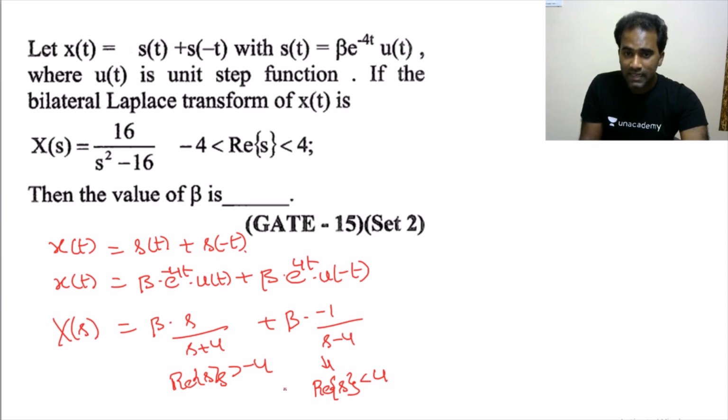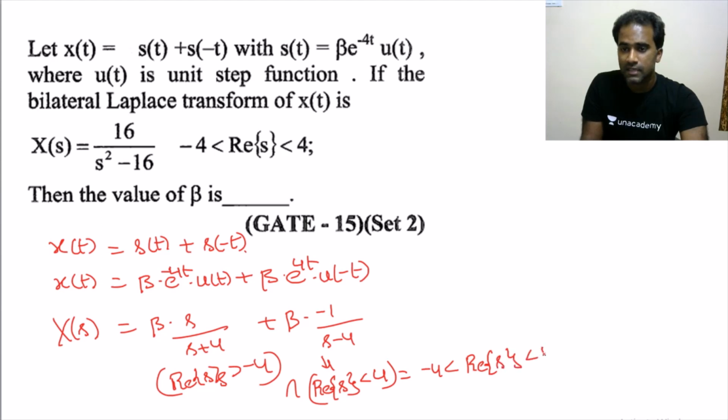Right. So is there any intersection between the ROCs? Yes, there is an intersection between the ROCs. So this corresponds to values from minus 4 to infinity. This corresponds to values from minus infinity to 4. So the intersection of these values is minus 4 less than real part of s less than 4. So this is the common ROC. Since a common ROC is there, the Laplace transform will exist.